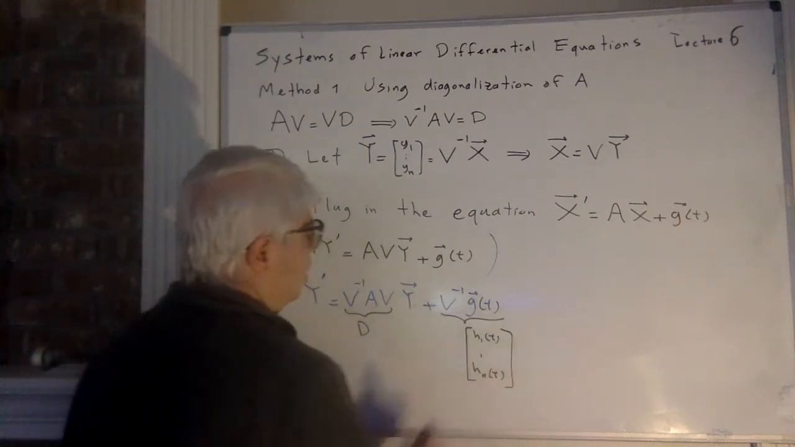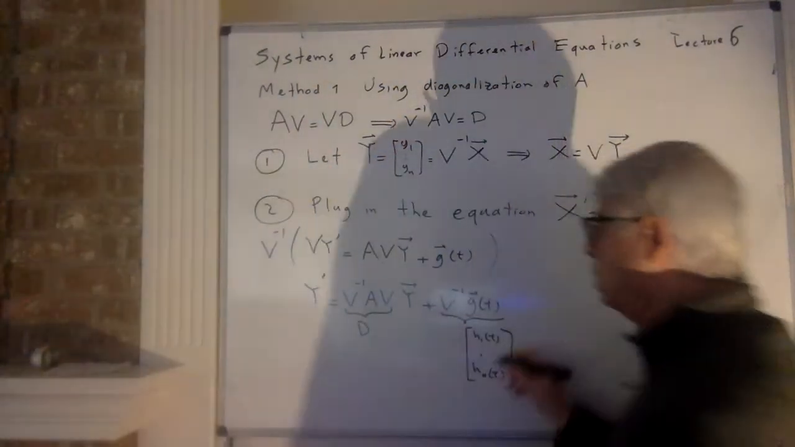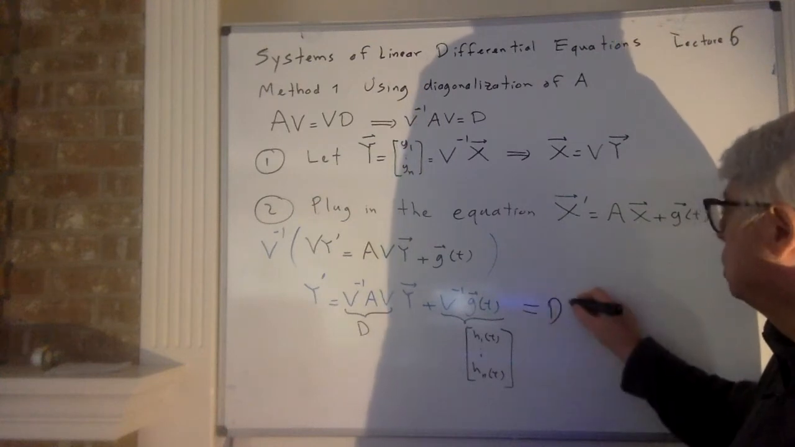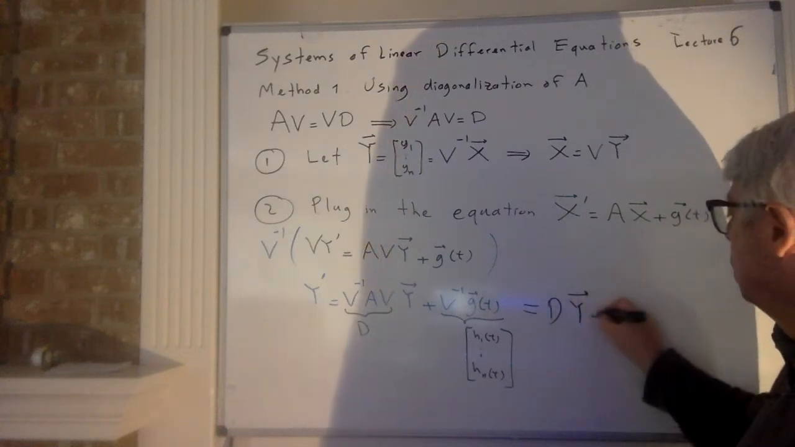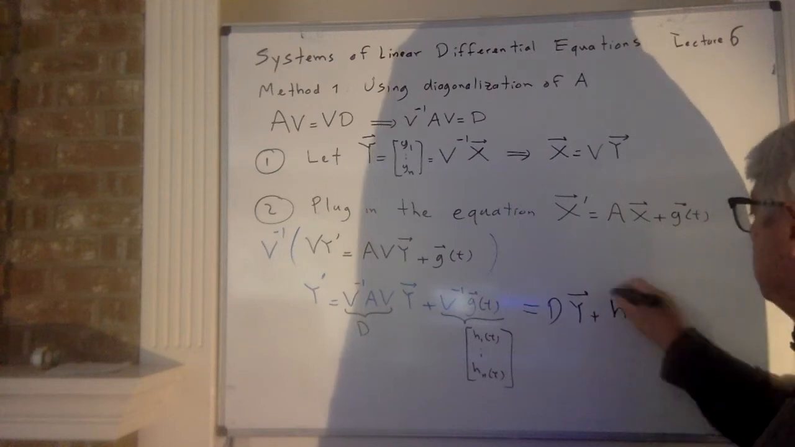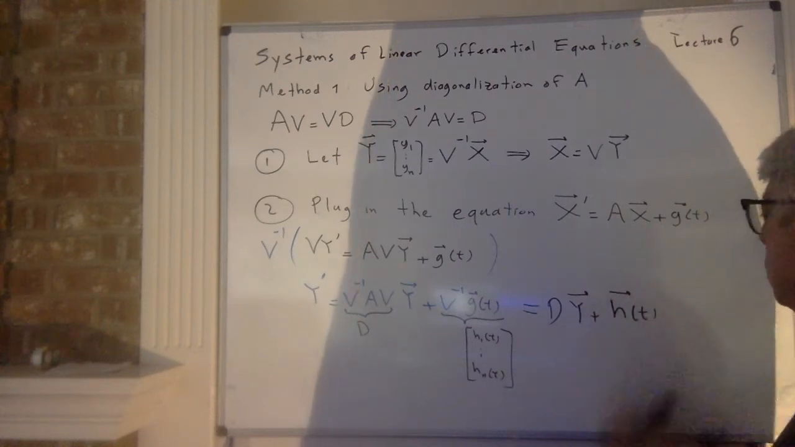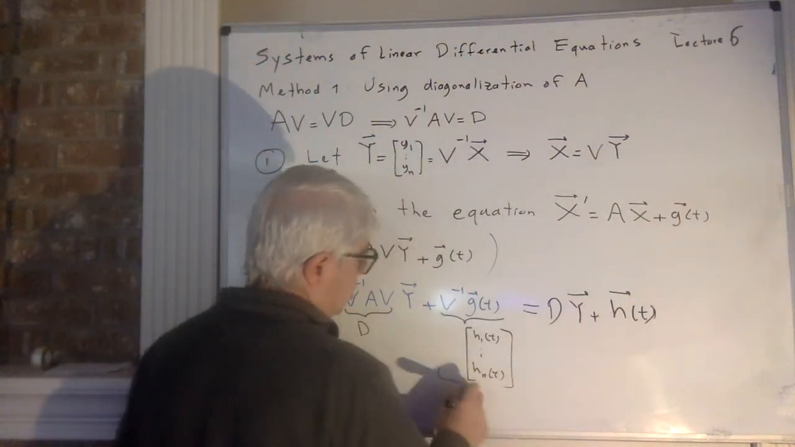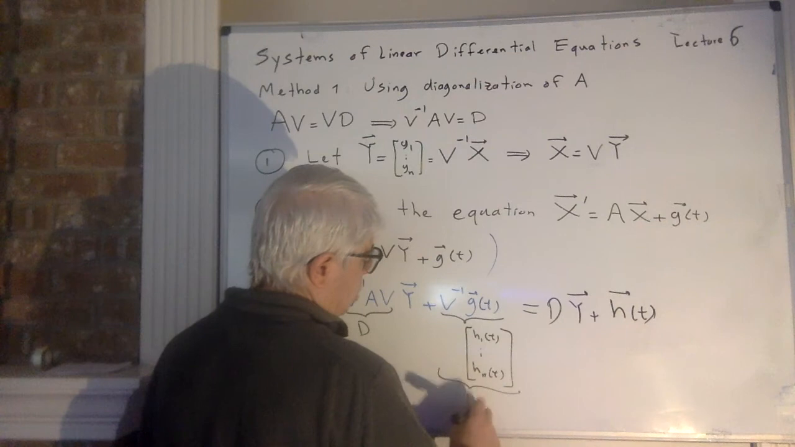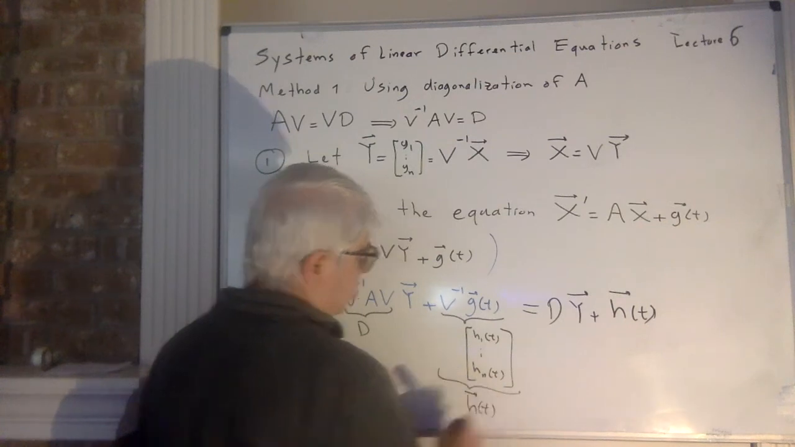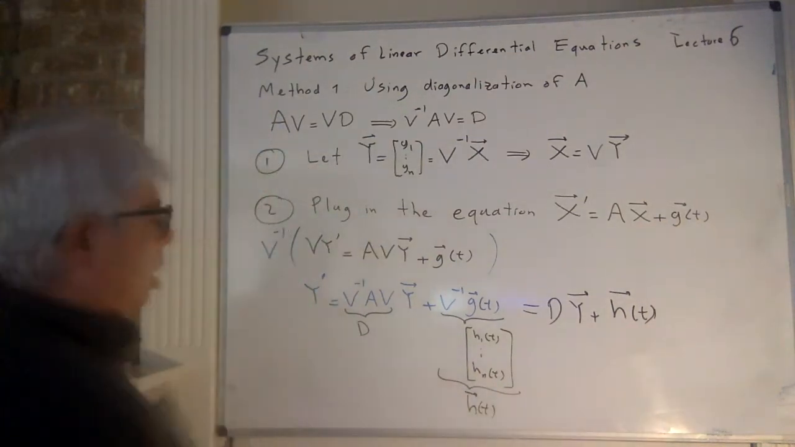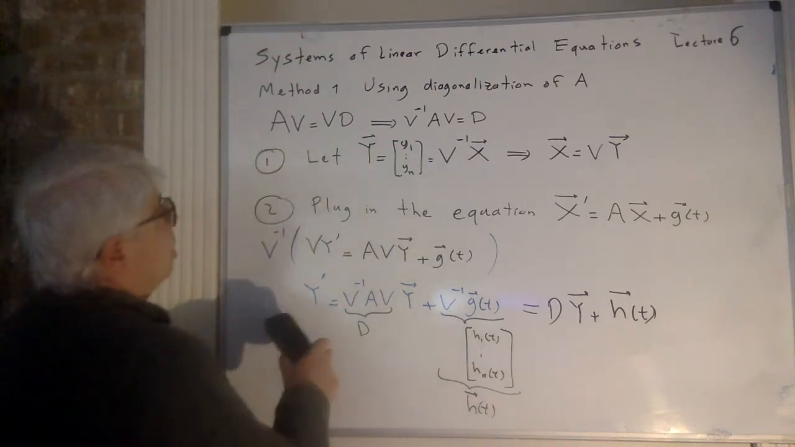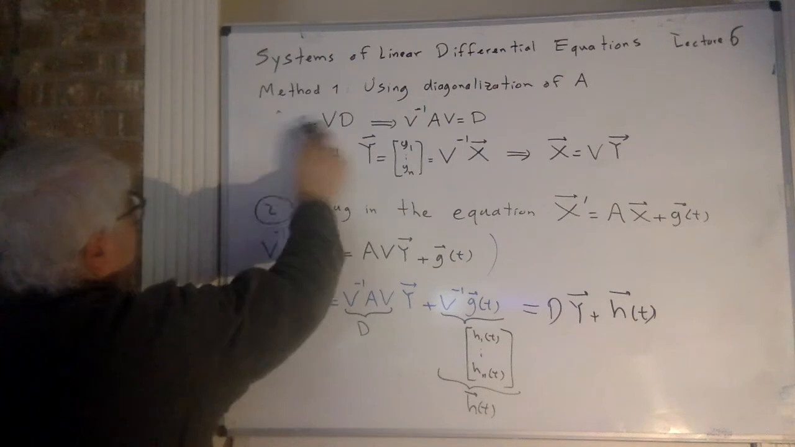So this results in this differential equation, or this system, Y prime equals D Y plus some h(t). Okay, so let's call this h(t). That's another function. Let me erase this and write down step 3.